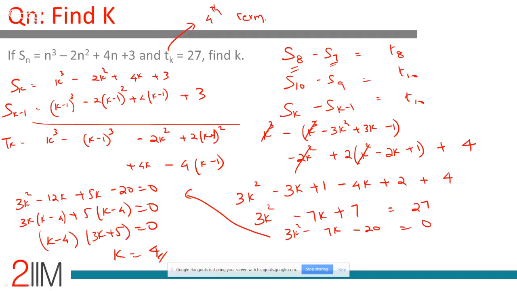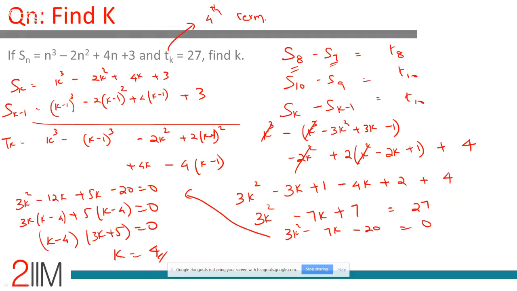And very important to keep in mind that you don't want to substitute into the formula. Sn minus Sn minus 1 is Tn. The nth term is the sum up to n terms minus the sum up to n minus 1 terms. That idea, that notion should be very clear in your mind. If you get that, then this becomes a simple question.